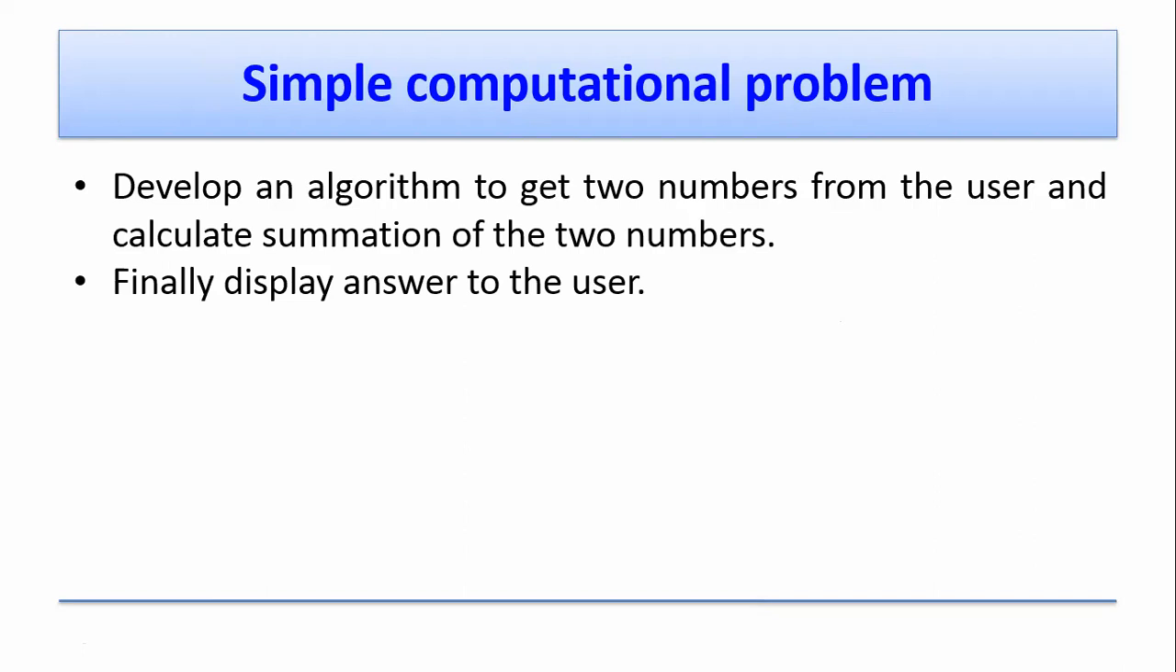So this is my question. You have to take two numbers from the user and calculate the summation of those two numbers and then output the answer. How can we do this? You have to mention the algorithm, and then you can represent that algorithm using a flowchart or pseudocode. Now, can you do this?